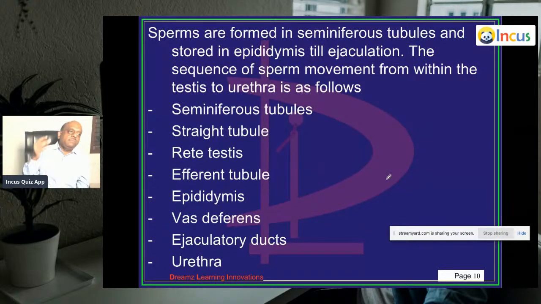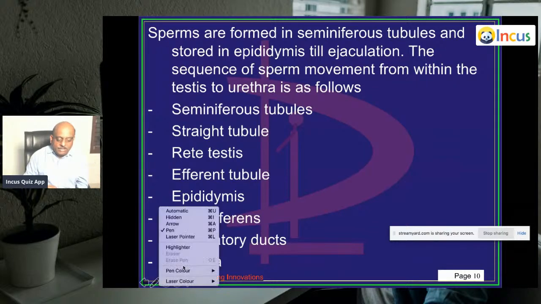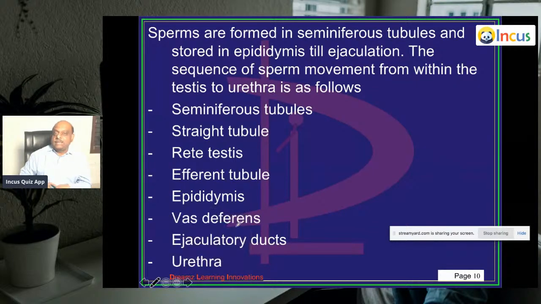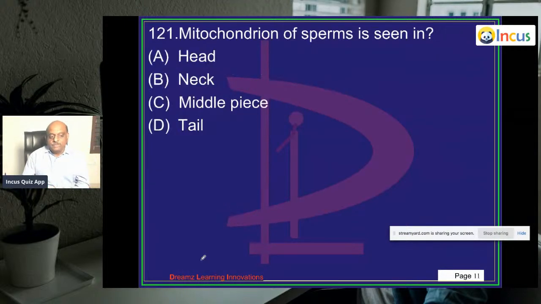So whenever the sperms are making a journey, what is their journey basically? They start in seminiferous tubules, go to straight tubule, then to rete testis, efferent tubule, epididymis, vas deferens, ejaculatory duct, and finally urethra is what you need to remember.